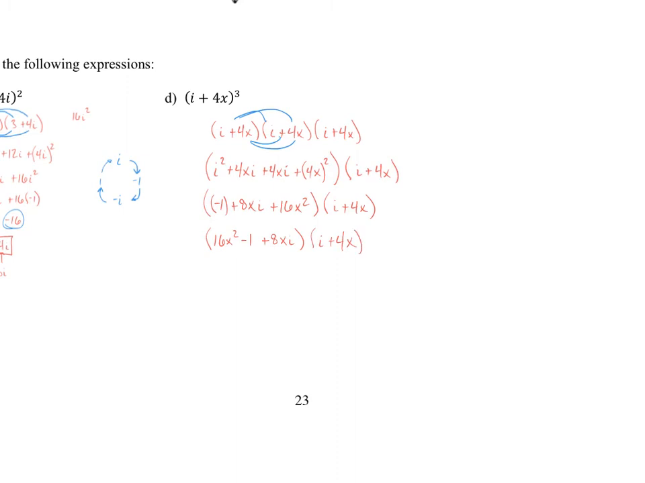Okay, from here I'm going to distribute one more time. 16x squared times both of these terms, -1 times both of these terms, and 8xi times both of these terms. So here's what I'll end up with. 16x squared i plus 64x to the third minus i minus 4x plus 8xi squared plus 32x squared i.